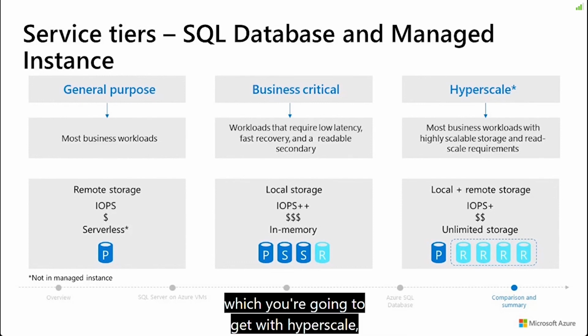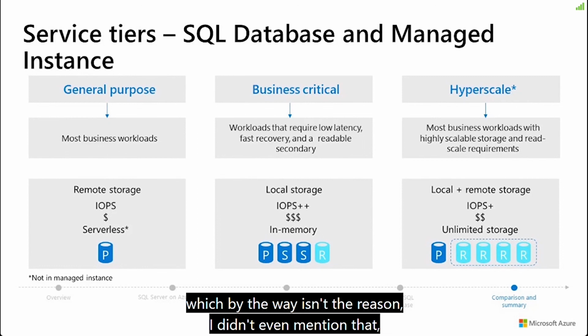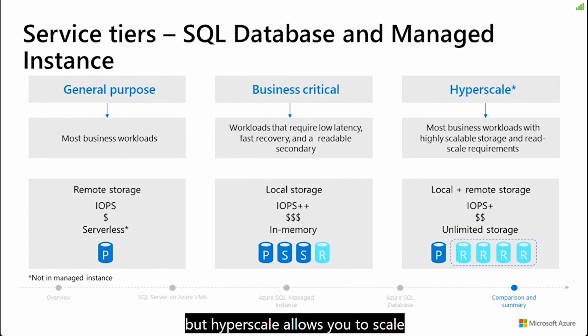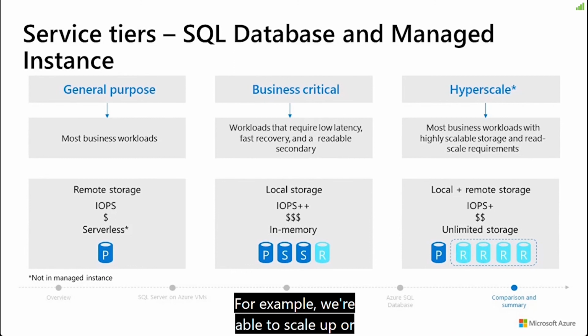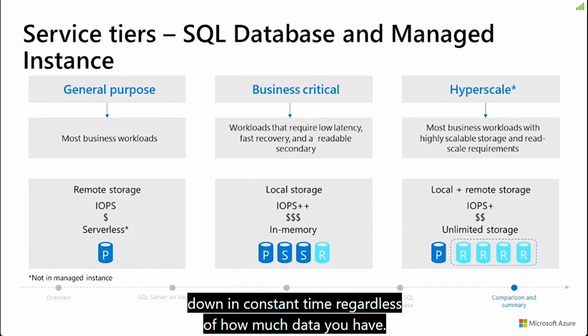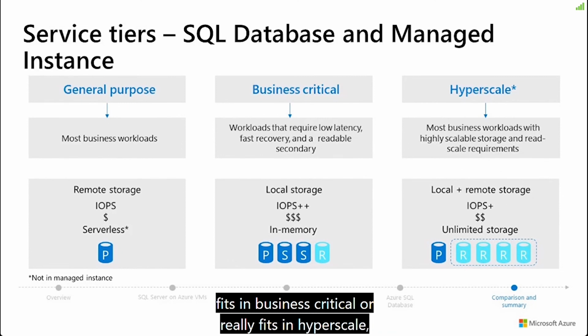going to get with hyperscale, which, by the way, I didn't even mention, but hyperscale allows you to scale up to 100 terabytes in database size, and it also allows you to address size of data operations. And for example, we're able to scale up or down in constant time, regardless of how much data you have. But unless you have one of these situations that really fits in business critical or really fits in hyperscale, general purpose is going to be the way to go.